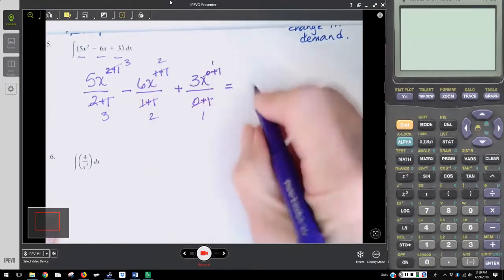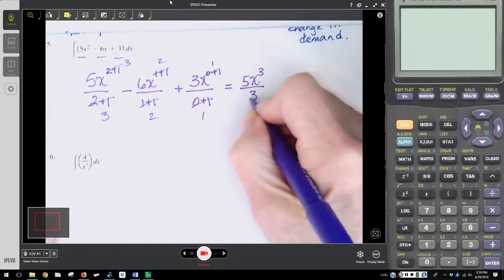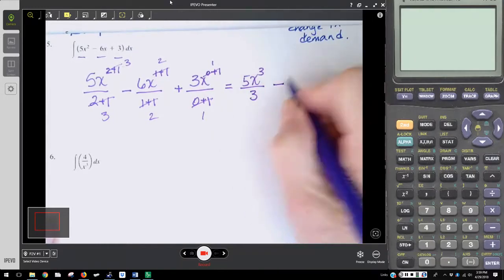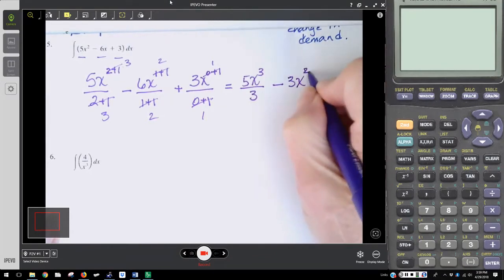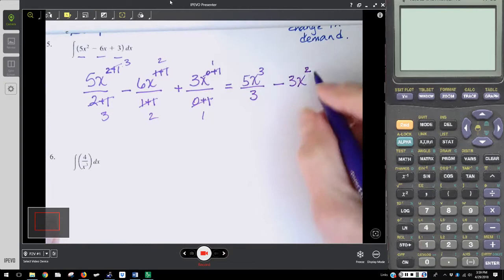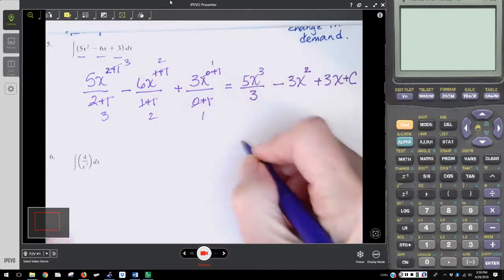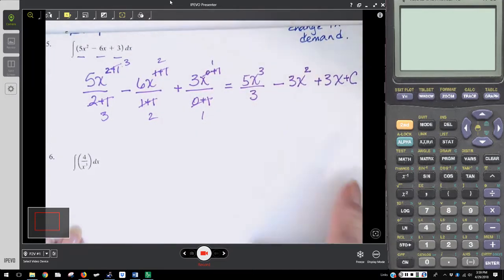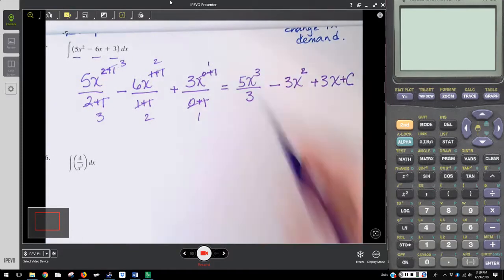then we have 5x to the third over 3 minus 2 goes into 6 3 times, so that's going to be 3x squared and 3x plus a constant. So that tells us that whatever the parent function was, it was 5 times x cubed over 3 minus 3 times x squared plus 3 times x plus the constant.